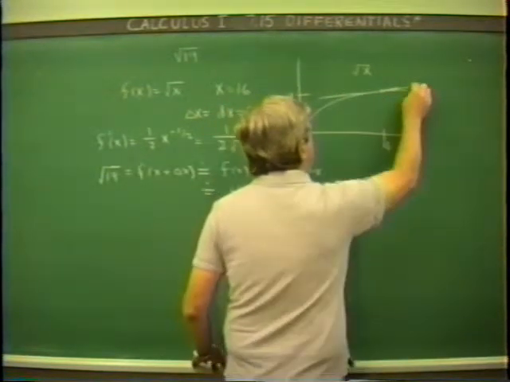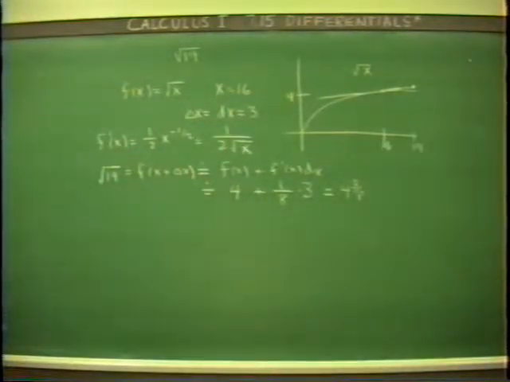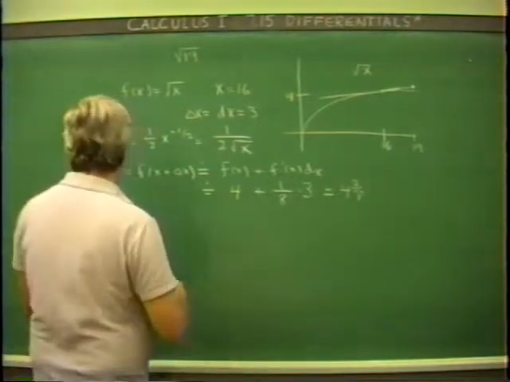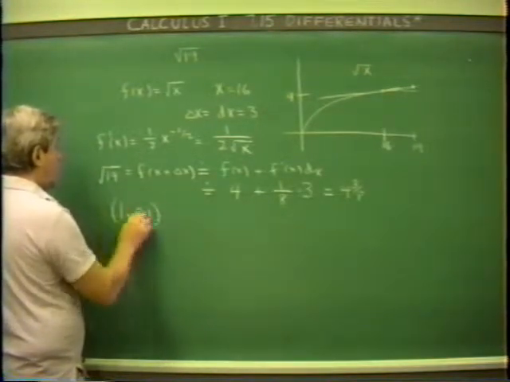You can notice that since this is the value on the tangent line, and since the tangent line lies above the graph here of the square root of x, it's going to be a little bit too large. Let's take a look at another example.